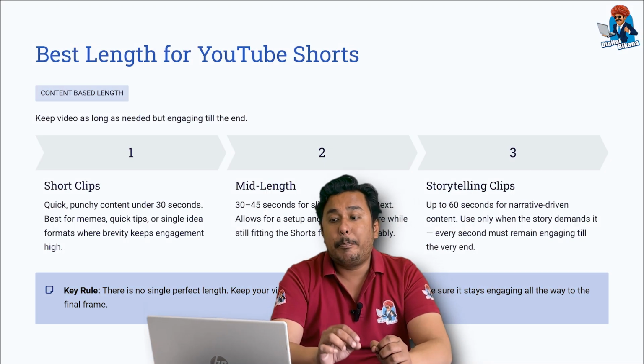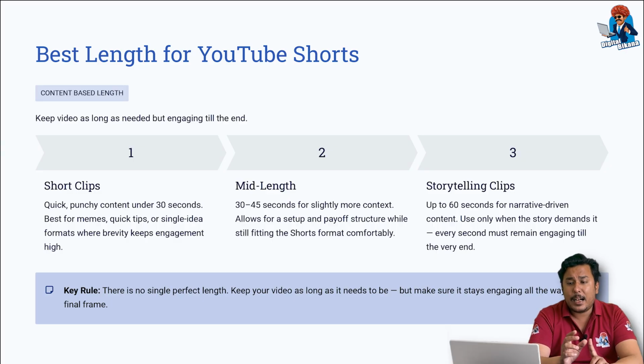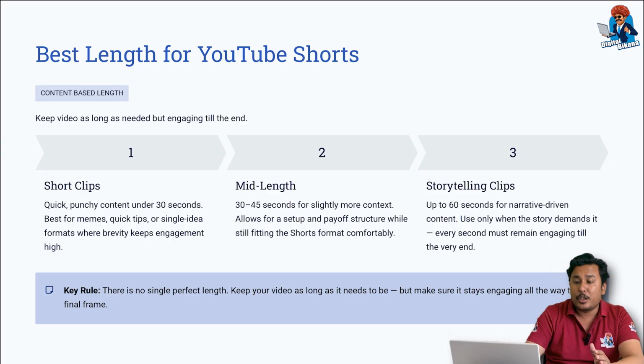You should create short shorts, right? If I talk about the best length of a YouTube short, then short clips are generally around 30 seconds. The mid length can be 30 to 45 seconds. And if it is a storytelling clip, then you should keep it up to 60 seconds. Don't create a short longer than that, because people don't stay on that short, due to which the average watch time of your short would go down and your short would not be pushed to other users.